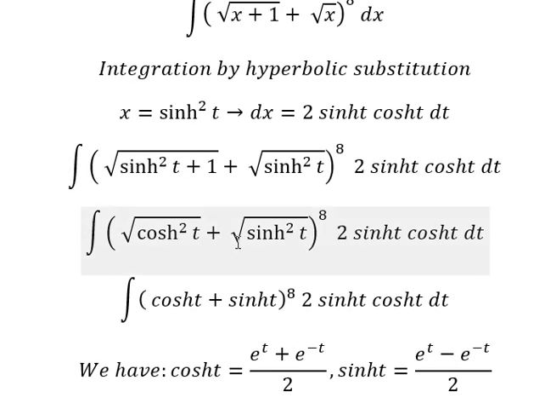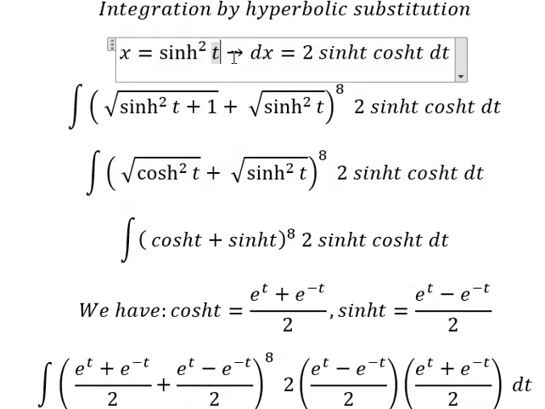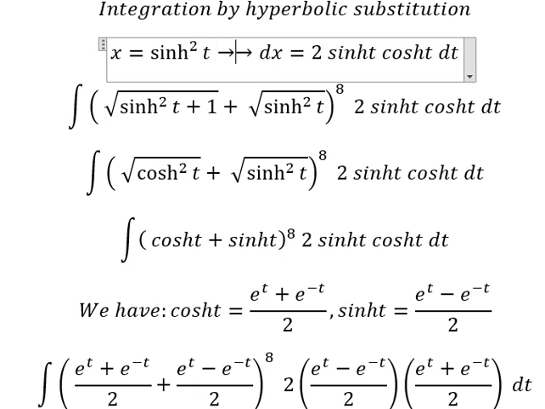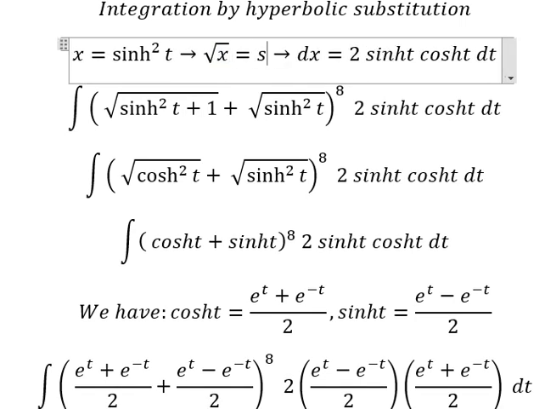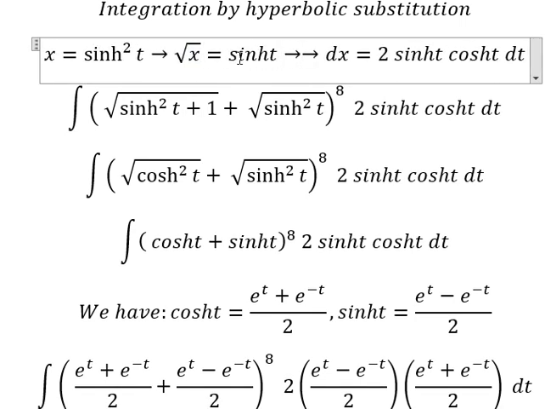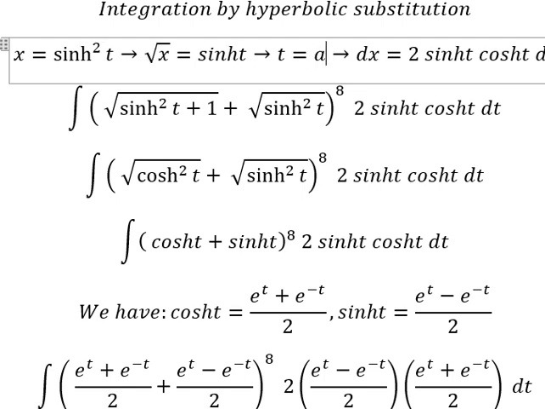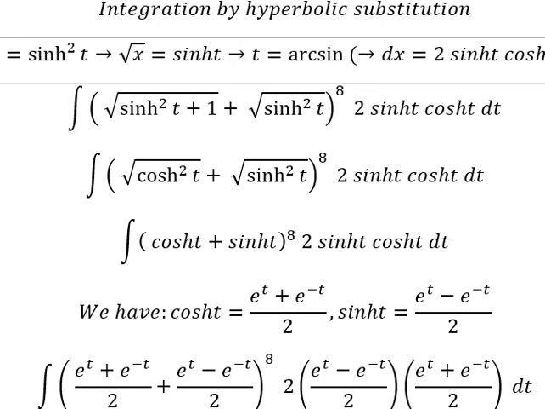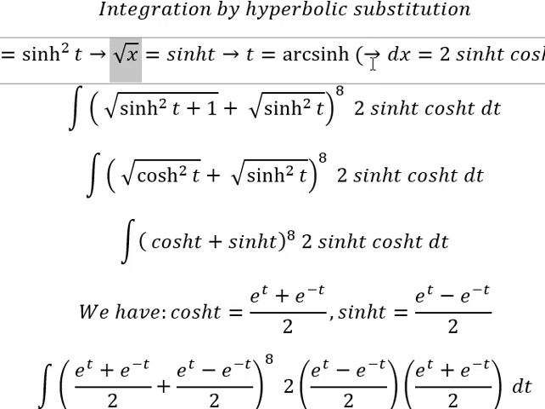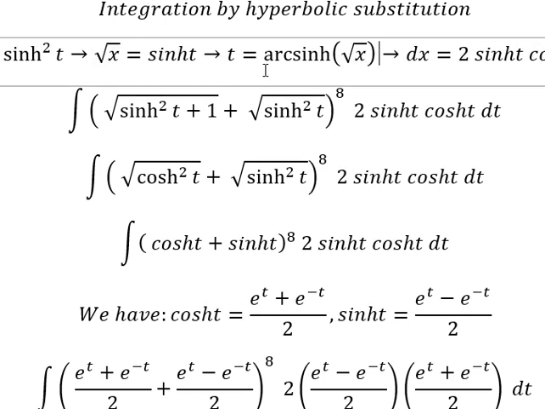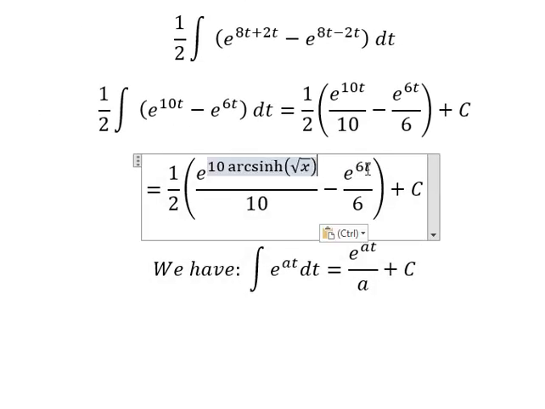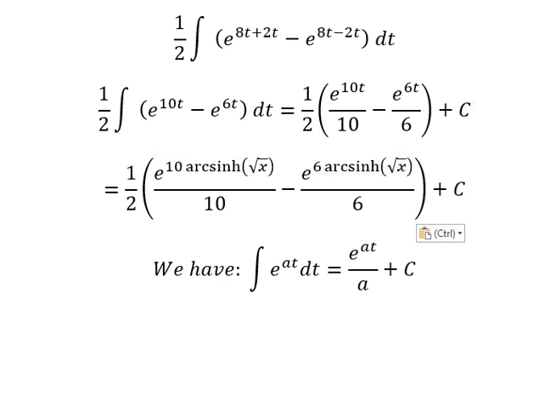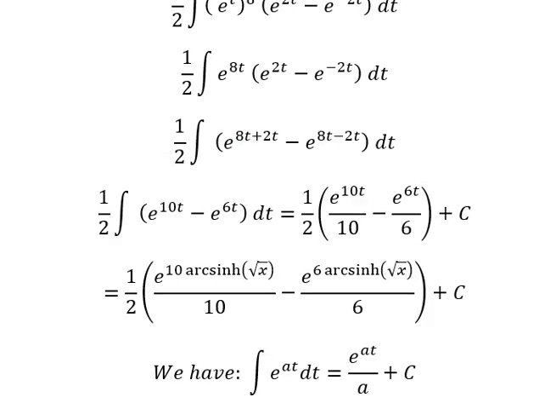About t, that is about this one. So we put the square root for both sides. So we have the square root of x equals sinh t. And we can find the value of t equals arcsinh of the square root of x. So I will put this one in here. This is the end. Thank you for watching.